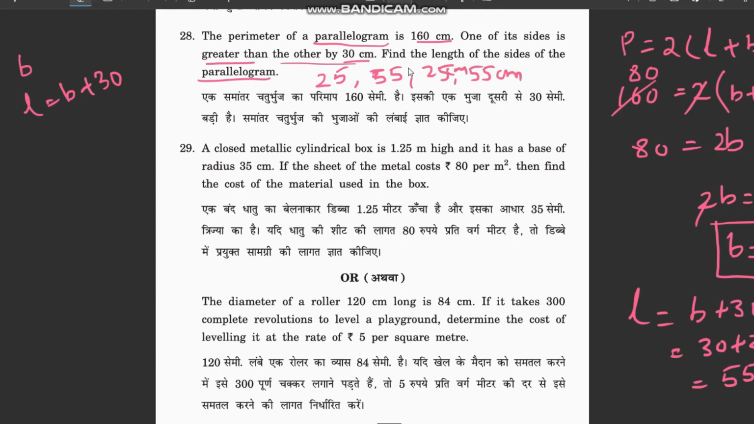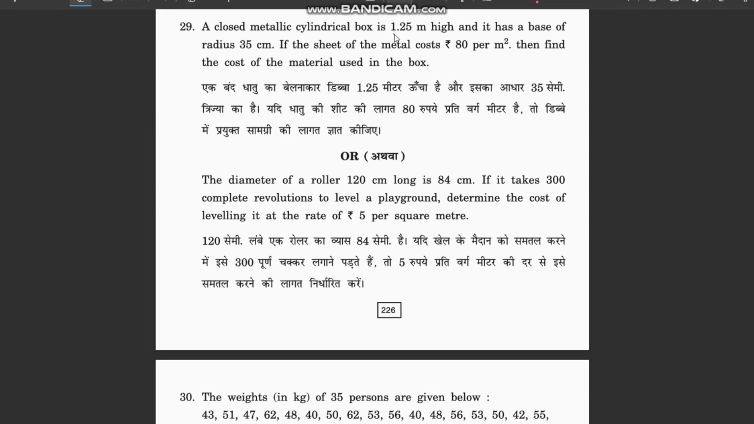Write units for every number. That is very important. A closed metallic cylinder box is 1.25 meters high and its base has radius 35 centimeters. If the sheet of the metal costs 80 rupees per meter square, then find the cost of the material used in the box. Here this is height, this is radius. It's a cylindrical box, and it's a closed metallic cylinder.